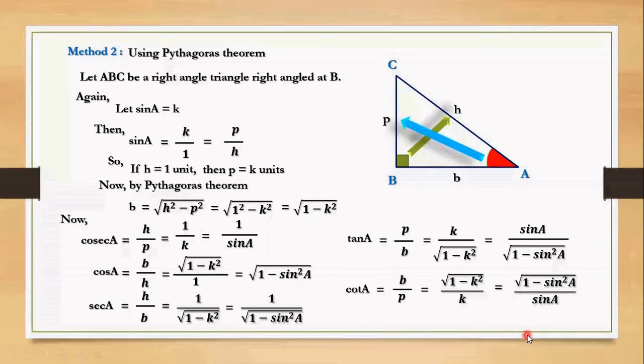Let's find the other trigonometric ratios when one of the ratios is given. Let's take an example.